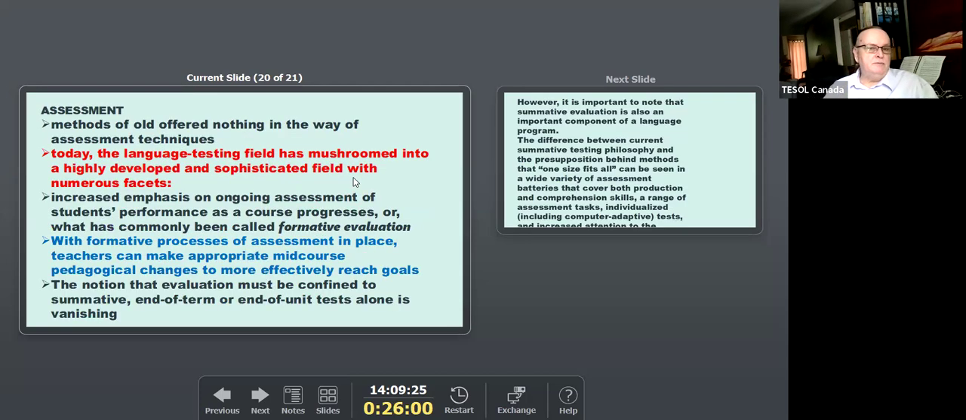Under assessment, we look at the methods of old that offered nothing in the way of assessment techniques. Today, the language testing field has mushroomed into a highly developed and sophisticated field with numerous facets. There's an increased emphasis on ongoing assessment of students' performance as the course progresses, or what has commonly been called formative evaluation.